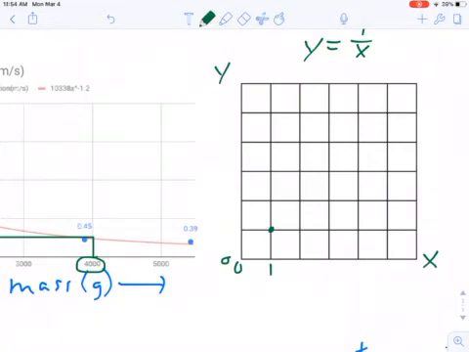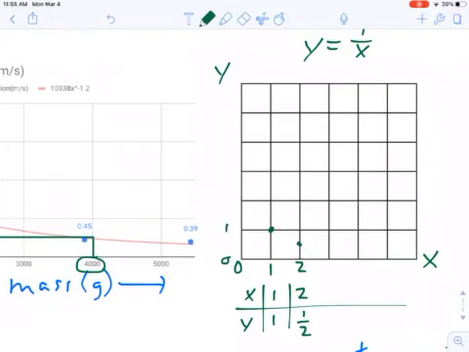So when x is 1, we'll do x and y. So x is 1, y is 1. When x is 2, y is 1/2. So now it's going to be here. When x is 3, y is going to be 1/3. And when x is 4, y would be 1/4.